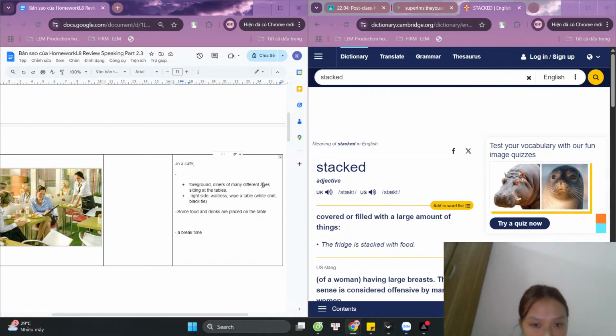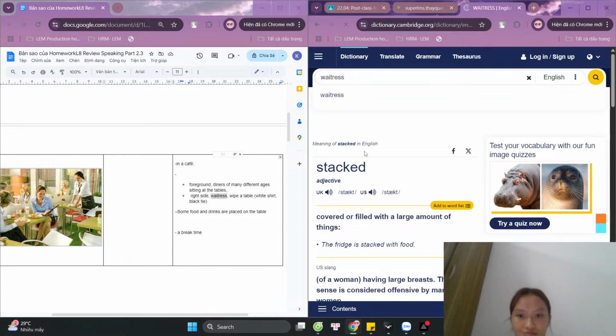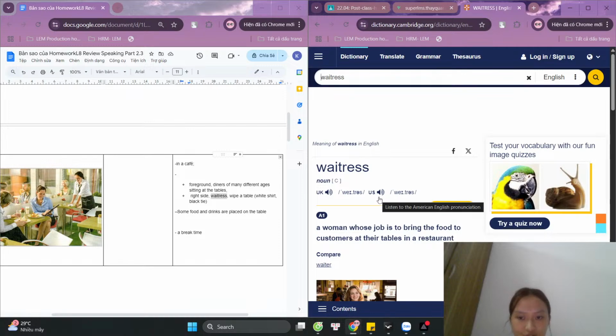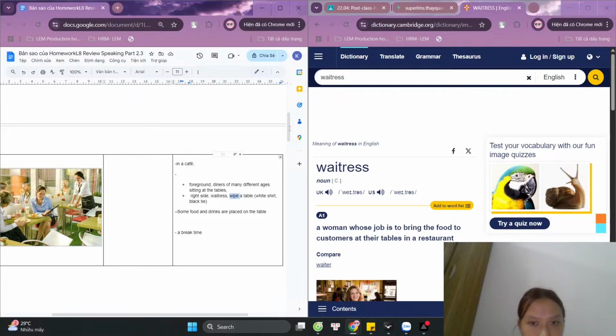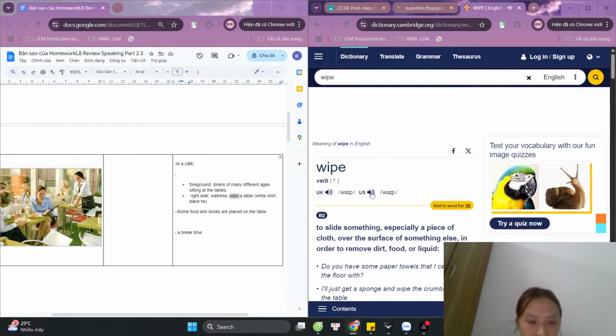Diners, is waitress, waitress, waitress, waitress, waitress, waitress, waitress, waitress, waitress, waitress, waitress, waitress, waitress, waitress, waitress, waitress, waitress, waitress, waitress, waitress, waitress, waitress, waitress, waitress, waitress, wipe, wipe, wiping, waitress.